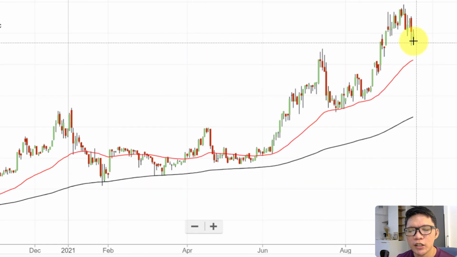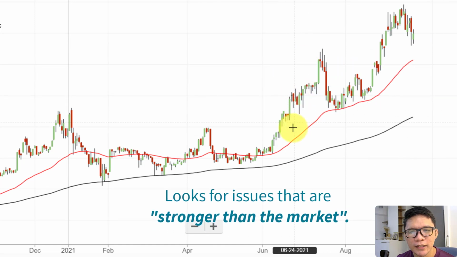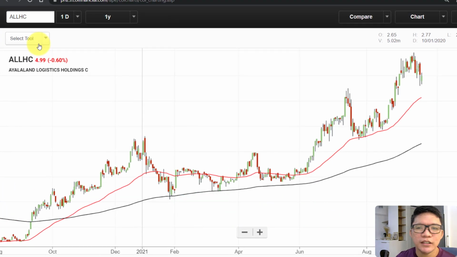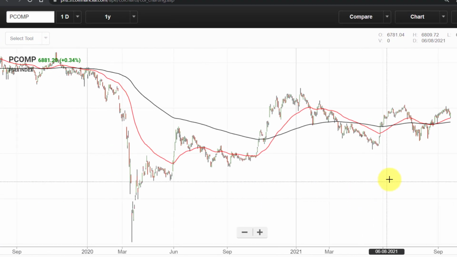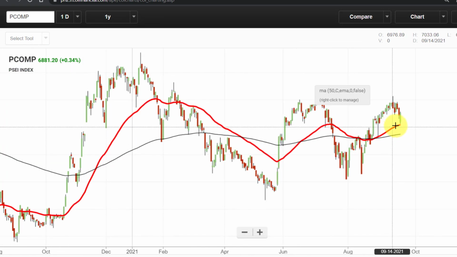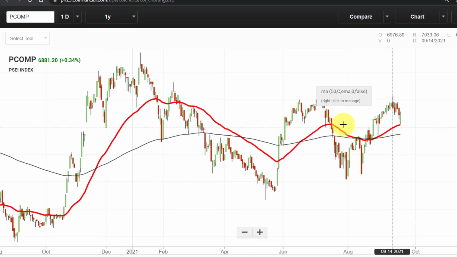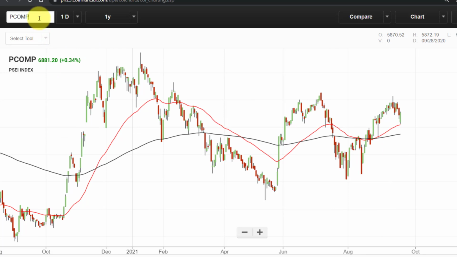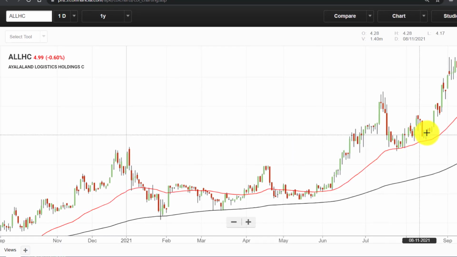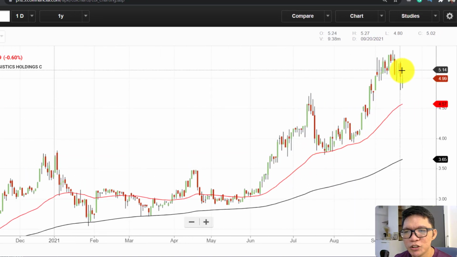We actually call this kind of stocks na stronger than the market because yung market natin ngayon is actually sideways. Check lang natin yung PSEI, no? So si PSEI sideways siya. Yung price niya is just hovering slightly above your 200-day and 50-day. Whereas yung nakita natin kanina, ALI HC, mas malayo siya doon sa mga averages natin, and therefore ito yung tinatawag nating trending stock.